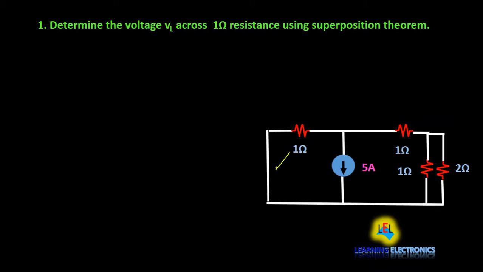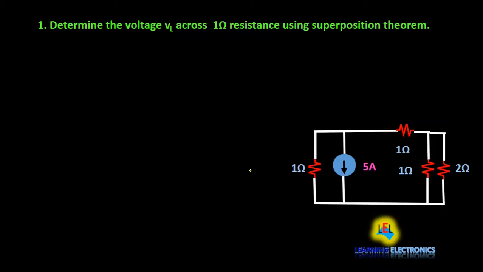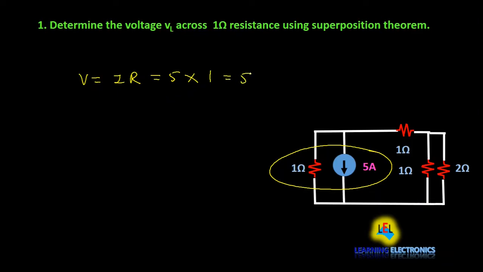Now we can shift this 1 ohm resistance here like this. Now we can use the source transformation to convert this current source into voltage source. We know that the current source with a parallel resistance can be converted into a voltage source with a series resistance. So the voltage of the voltage source is given by V is equal to I into R. This I is the current of the current source, that is 5 ampere, and R is the parallel resistance present, that is 1 ohm. So we will get 5 volt source here with series resistance of 1 ohm.